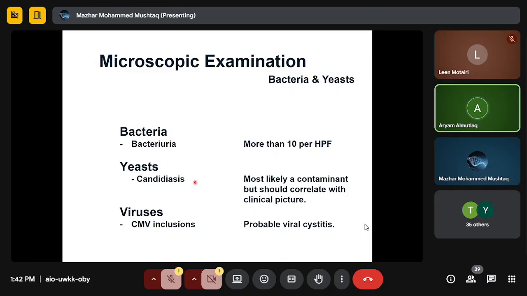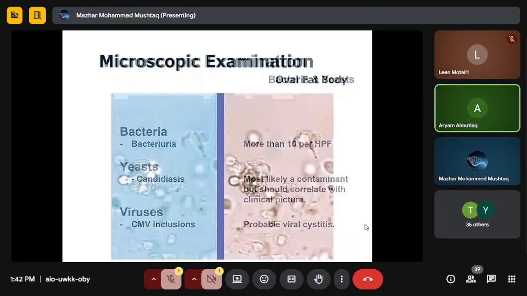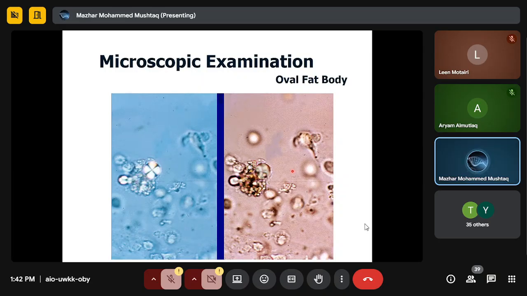Can you repeat oval fat body? So these are fat bodies, not fat cells. That means the fat must be coming from the ureter, from the urinary bladder, somewhere there. There may be some sort of injury that leads to fat coming out in the urine. They are not fat cells. They are fat bodies, that means a lump or small amount of fat you may see under the microscope. Thank you.